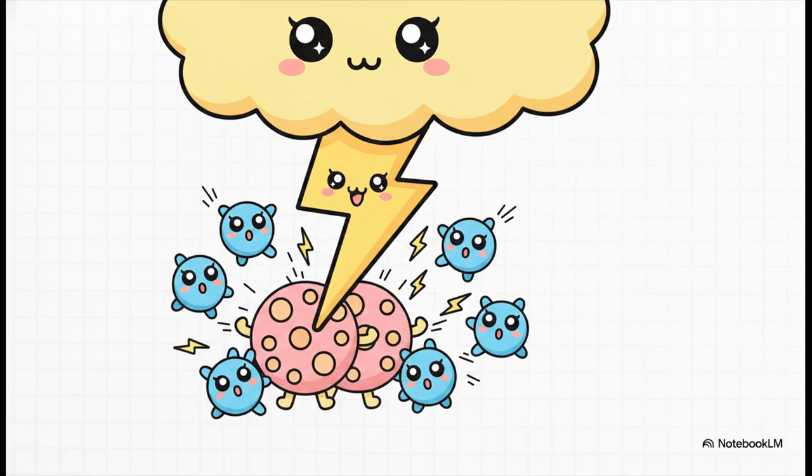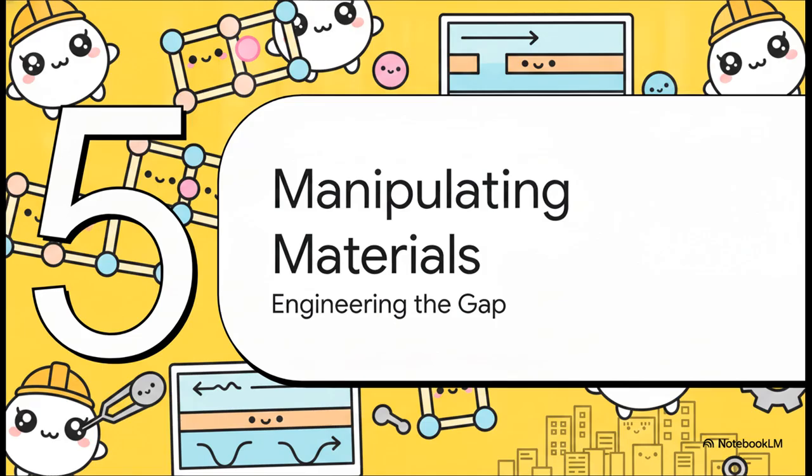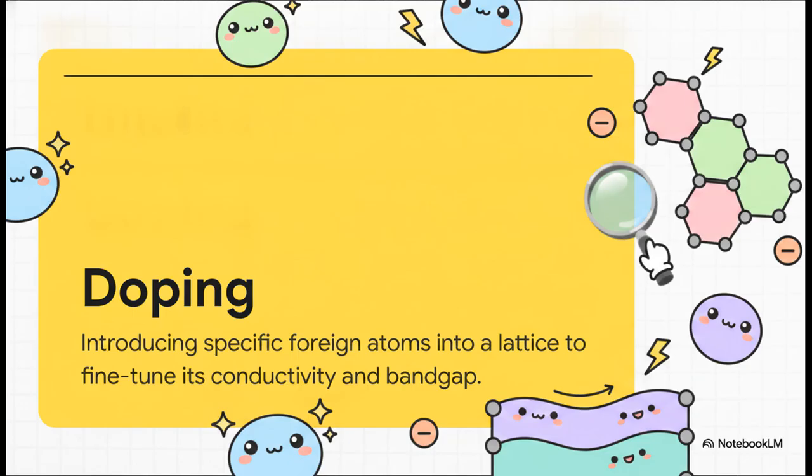Okay, so understanding all this foundational physics is cool and all, but intentionally manipulating it, that's what built the modern world. Which brings us to our final part, Section 5, Manipulating Semiconductor Materials, Engineering the Gap. We definitely don't just settle for taking semiconductors as nature provides them. Thanks to a brilliant engineering process called doping, scientists can intentionally introduce highly specific foreign atoms or impurities into a semiconductor's crystal lattice, and by carefully picking and choosing these impurities, we can drastically alter the material's charge carrier concentration, totally fine-tuning its conductivity and bandgap energy.